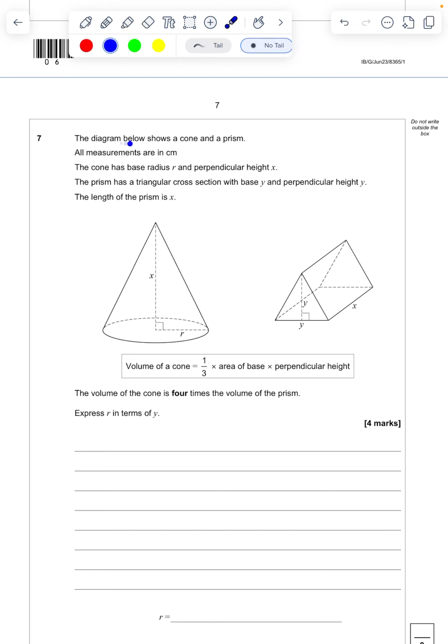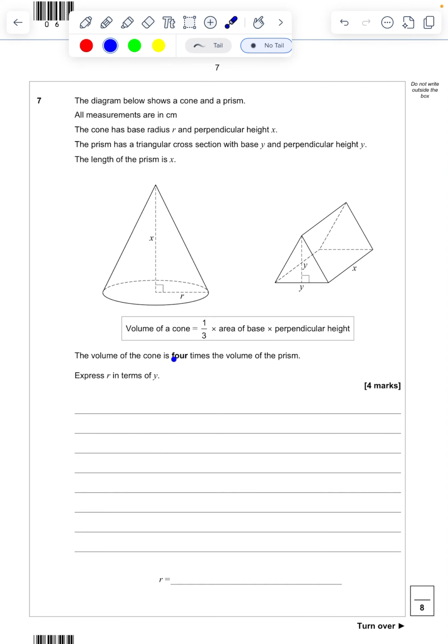Question 7 is, you've got below a cone and a prism. The cone has base radius r, and the prism has got a triangular cross-section with base y and height y. The length of the prism is x. Okay. The volume of the cone is 4 times the volume of the prism. Express r in terms of y.